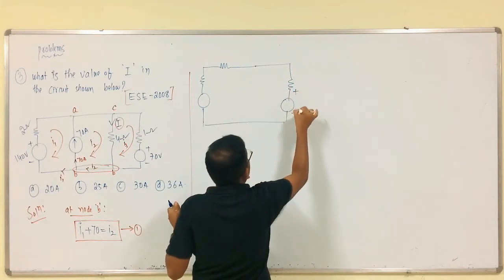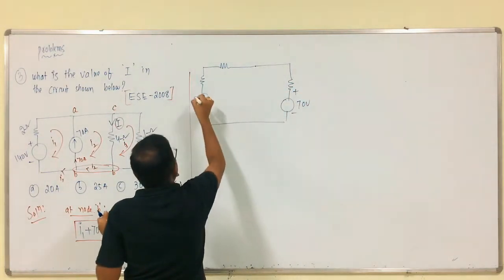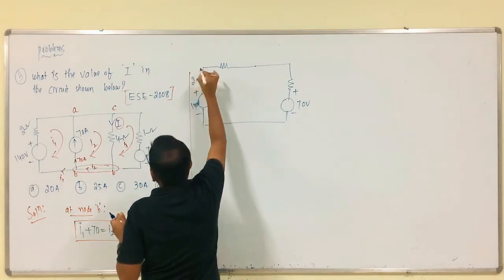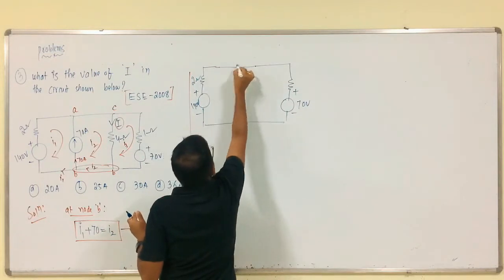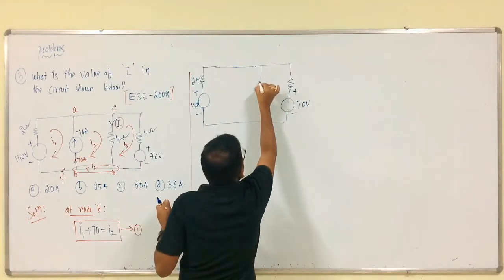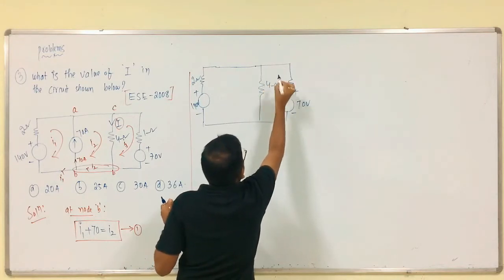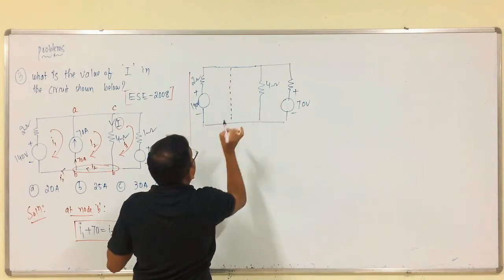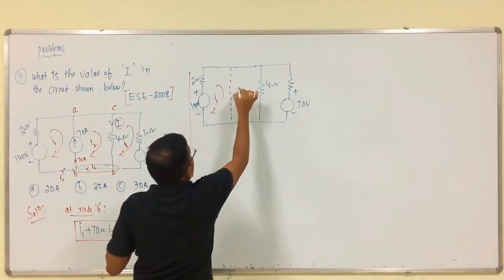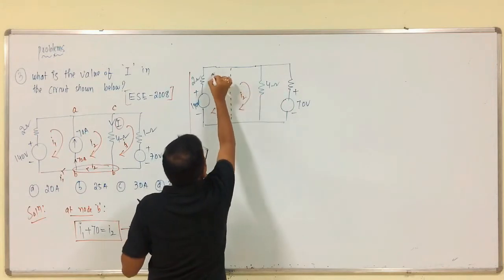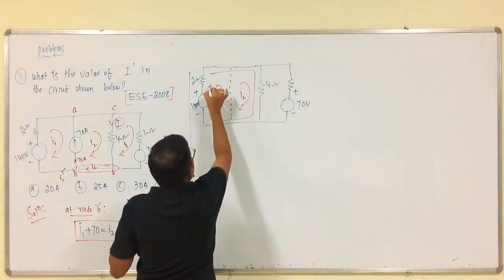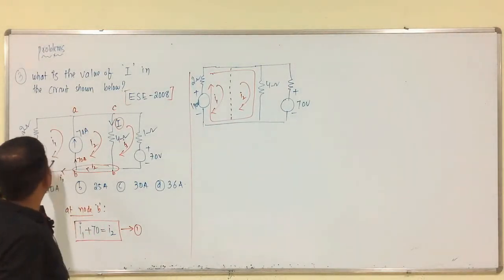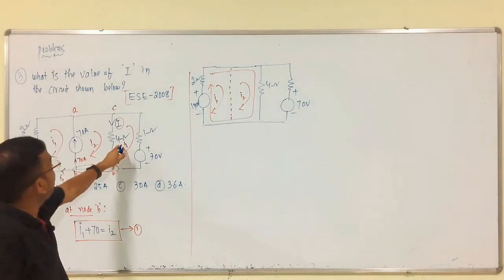This is plus minus 140 volts and this is 2 ohms. Sorry, we do not have any branch here. Here we have a 4 ohm branch. So, we are excluding this current source. This is I1, this is I2, that is the super mesh. Only 140 and 4 ohm, and this is 1 ohm.